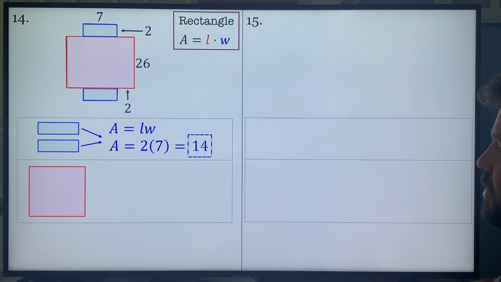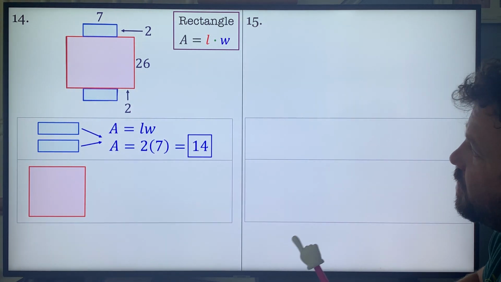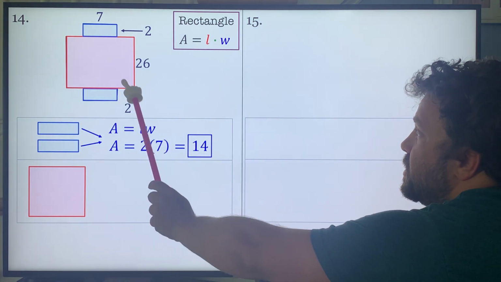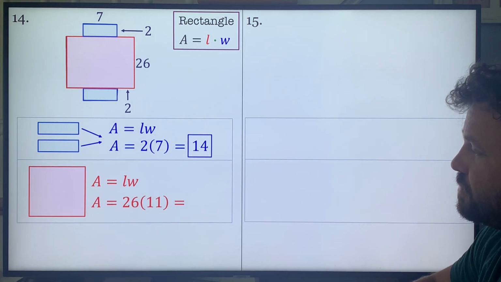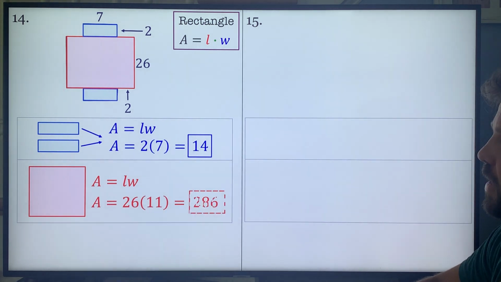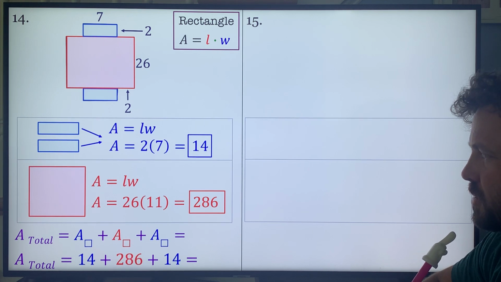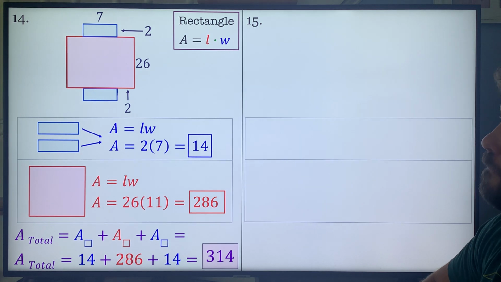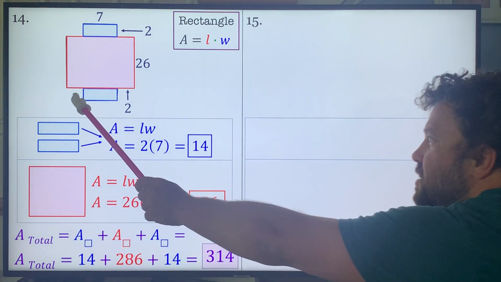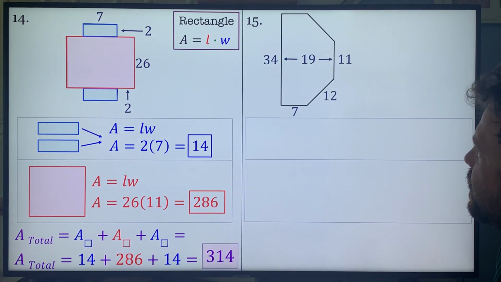7 times 2 is 14. This one right here is 26. And then you have 7, 2, and 2, which is 11, right? And then you got 286. 286 plus 2 times 14. And as a final answer, you get 314. Okay? Easy? Of course it is. You just gotta say this is 2 because this is right in the dead center. I should have written 2 there, but I could fix that as well.